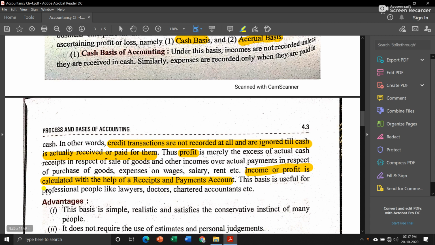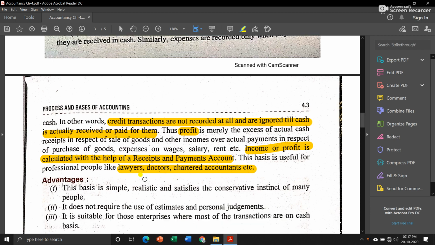This basis is useful for professional people. Now this basis of accounting is good or suitable for lawyers, doctors, chartered accountants, etc., those who provide services. It is beneficial for them to use this kind of accounting.